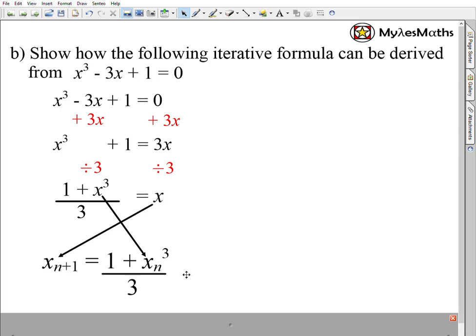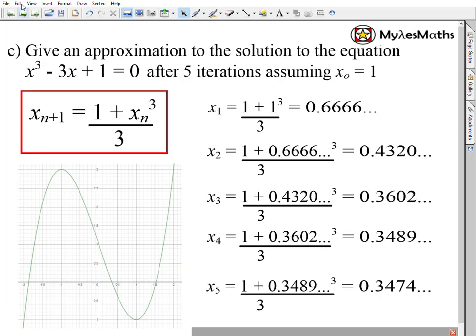So I've now got my iterative formula. I've now got to go and show that I can get a solution from my iterative formula. So I know that x0 is supposed to be 1. Here's my formula. I plug 1 into it: 1 plus 1 cubed over 3. And remember, it's just this 1 that's cubed. It's not 1 plus 1 all cubed. It's just this 1 that's cubed. So 1 plus 1 cubed gives me 2. 2 divided by 3 is 0.6 recurring.